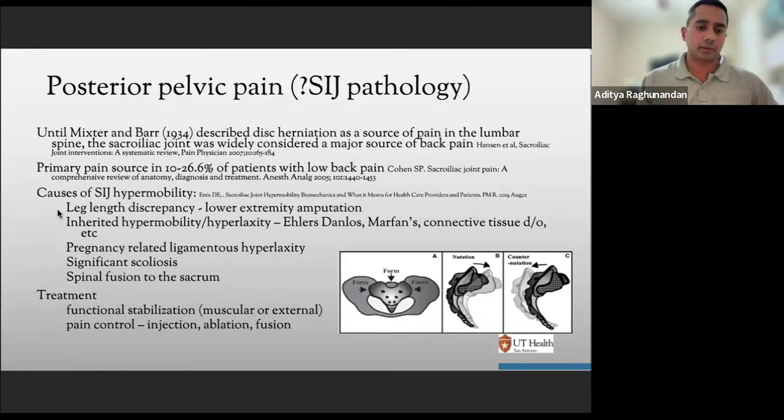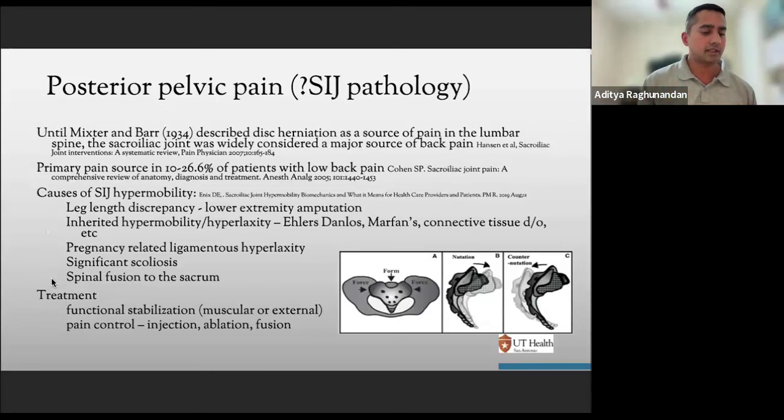True leg length discrepancy: this is someone who has a lower extremity amputation, and one leg is significantly longer than the other. That forces increased force on one joint compared to the other. Those with inherited hypermobility syndromes, things like Ehlers-Danlos, Marfan syndrome, other connective tissue disorders that don't have a named diagnosis. Pregnancy-related ligamentous hyperlaxity, which could be peripartum, either just before, just after, or during pregnancy. And significant scoliosis can cause this as well, because you have imbalanced forces more on one side versus the other.